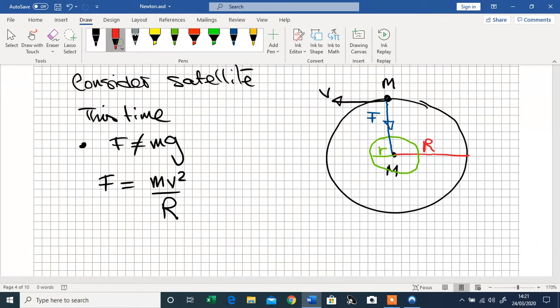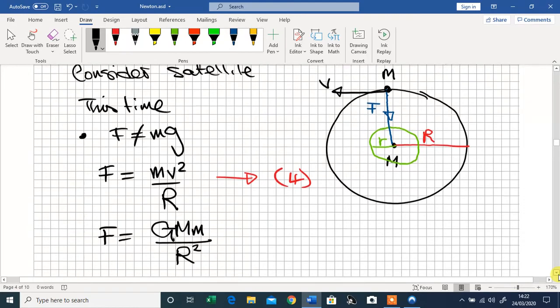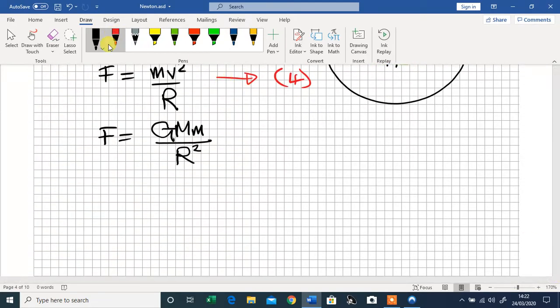So this is equation 4, and again, as with the first part that we did, there is a gravitational force, and that is G big M little m, but unlike the first part, this is also divided by big R squared. Now we'll call that equation 5.